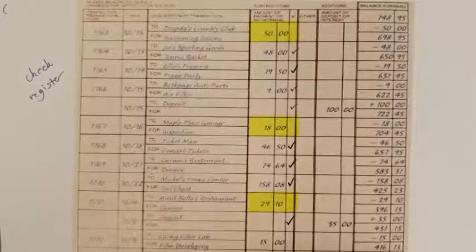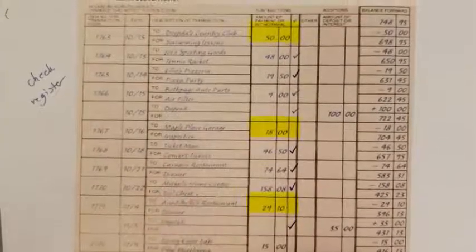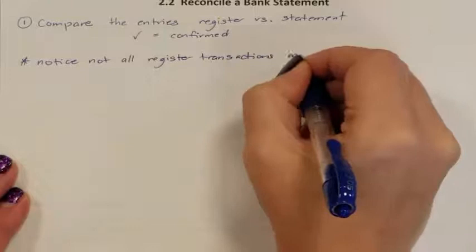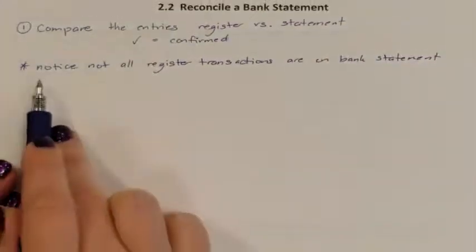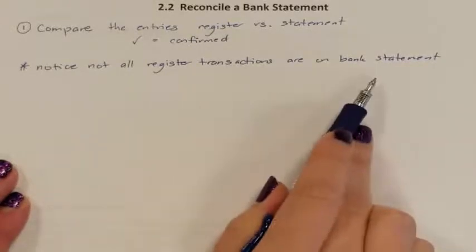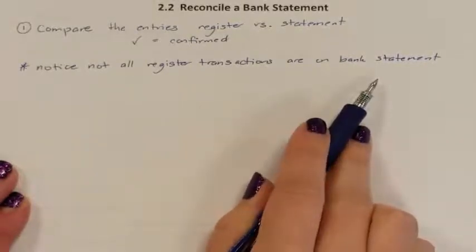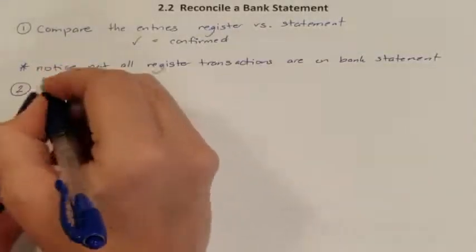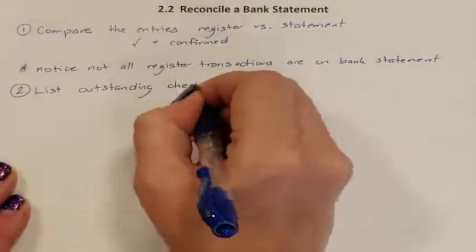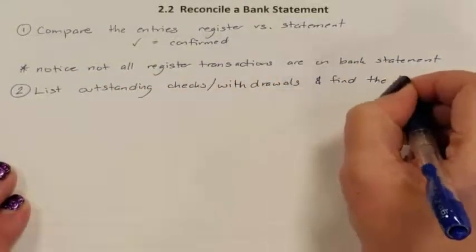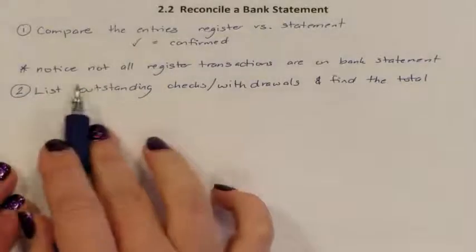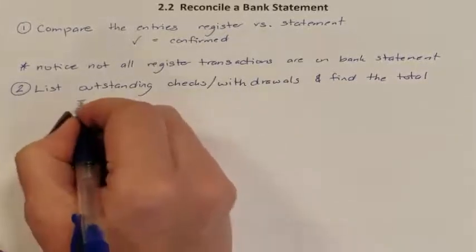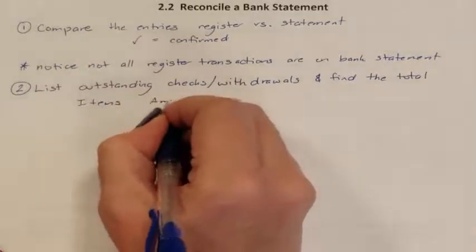So something that you will need to notice. Looking at my handwritten record, I am noticing that there are some items that did not get check marked. Since not all of the register transactions were on the bank statement, we need to figure out what was missing and we need to reconcile and balance our checkbook. So the first thing that you need to do is I need to list all the outstanding checks and withdrawals. So the checks and withdrawals that have not been check marked yet. So I need to list those items and how much they were.